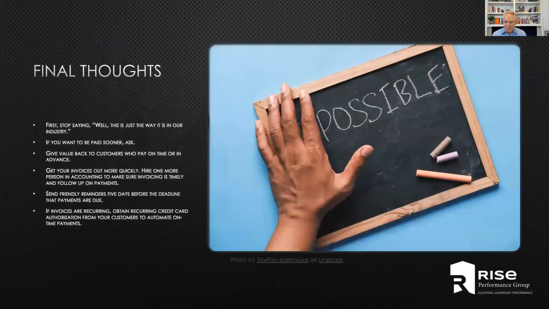So let me leave you with some final thoughts as you think about how we can increase cash flow and profitability so we can scale faster and make a bigger impact. Number one, stop saying this is just the way it is in our industry. Challenge the status quo. Be the leader that drives the change in your industry. If you want to be paid sooner, just ask. It's been really exciting to see how many of my clients thought, well, this is just the way it is, we deal with these big companies, this is just how they are. But by simply asking, they're getting paid faster and generating more cash to fuel their growth.